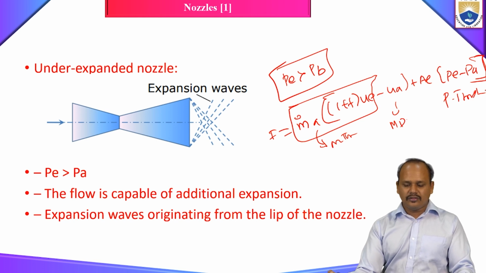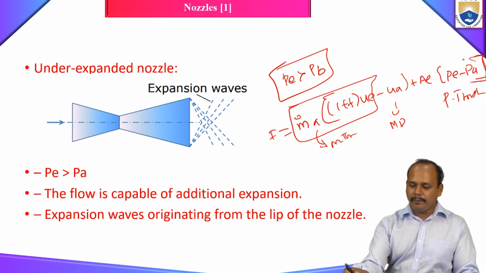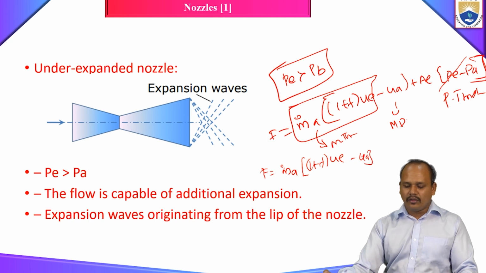Okay, so now you see, if I'm going to operate my nozzle at the correctly expanded case, you will have P equal to PA, that means this term will become 0. You will have complete thrust solely due to m dot A into (1 plus f) UE minus UA. So all the thrust produced in your nozzle will be purely momentum thrust.